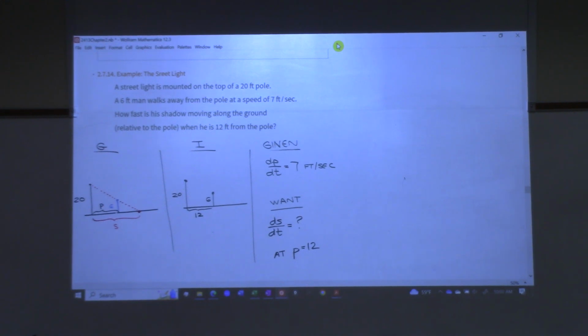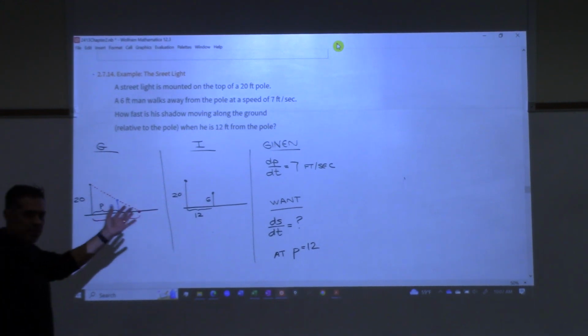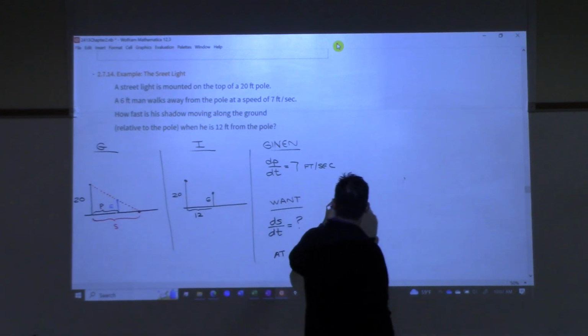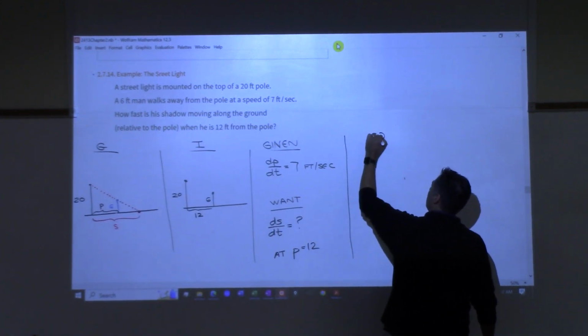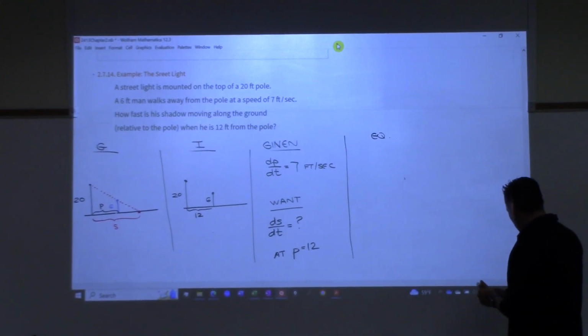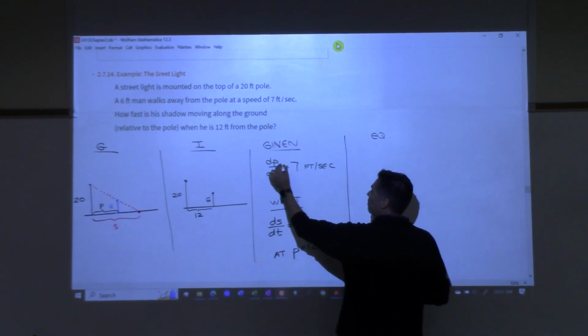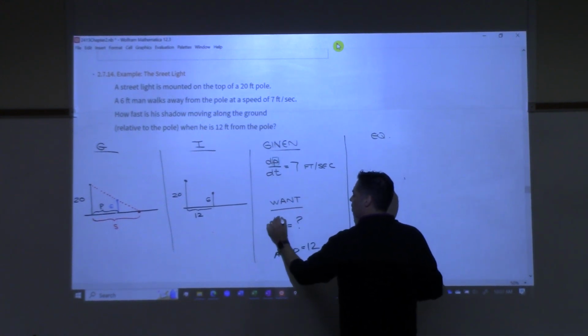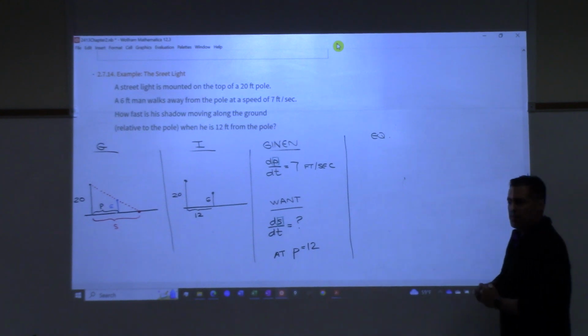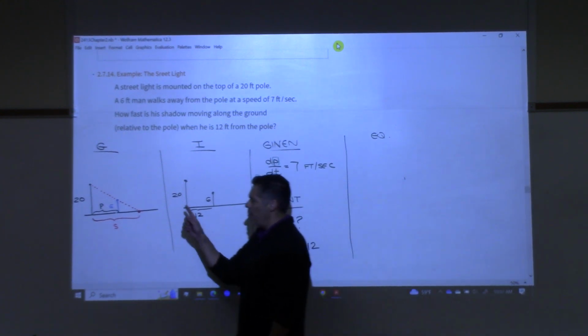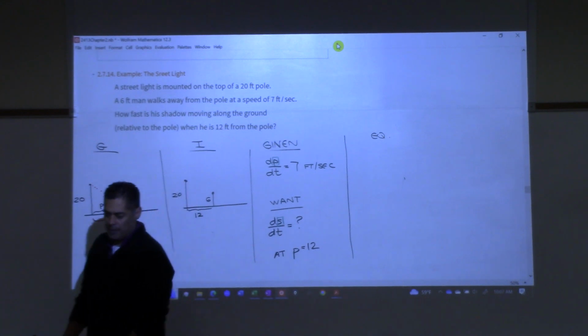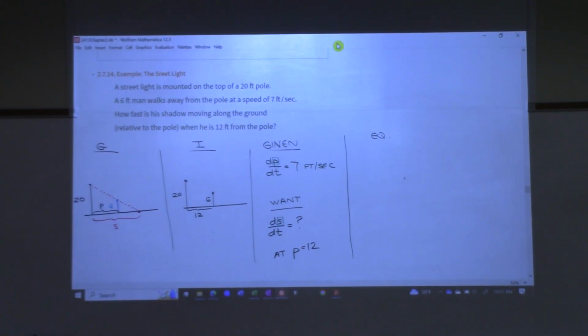Yeah? Any questions? I think we've got everything we need, in terms of the drawings and what we're given and what we want. The next thing is an equation. And what variables do we have to connect together? P and S. Got to connect those together with any equation you can come up with, but it has to be based on this picture, not this picture. I'll give you a moment to look at that.